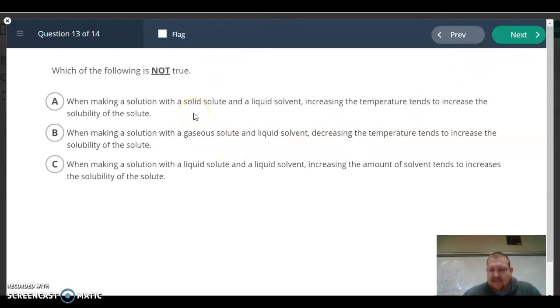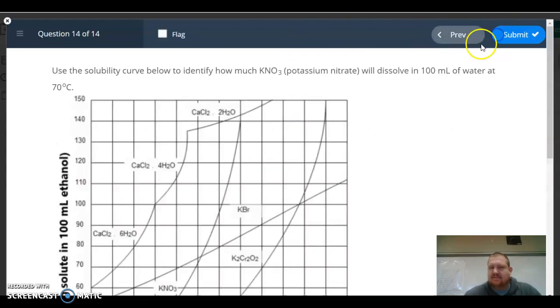All right, one of these statements is not true. Check it out and figure it out. Finally, use the solubility curve below to identify how much KNO3, potassium nitrate, will dissolve into 100 milliliters of water. This 100 milliliters of water is our solvent. Hint, hint. Use this solubility curve to identify how much potassium nitrate will dissolve at 70 degrees Celsius.